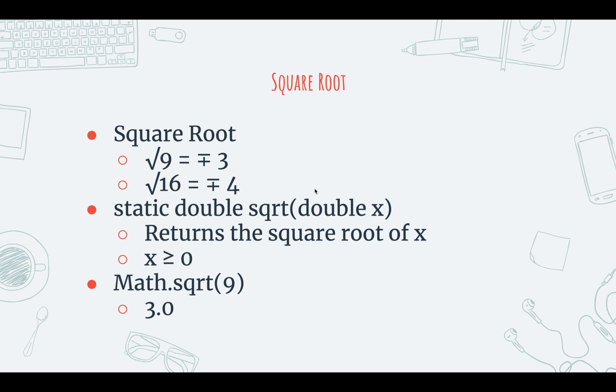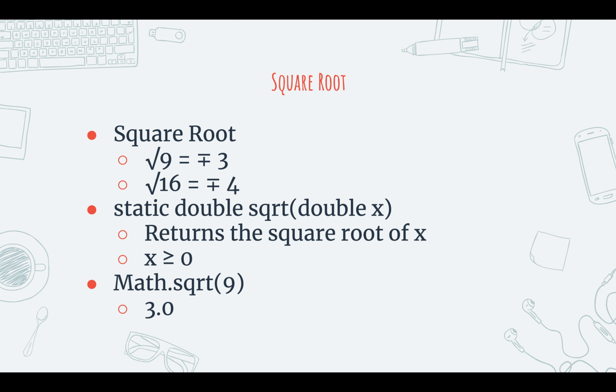Square root is just like how you were taught in your math class. It's basically splitting the number into 2 multiples of the same value. So the square root of 9 could either be -3 or +3, because -3 times -3 is equal to 9. 3 times 3 is also equal to 9. So plus or minus 3 is the square root of 9.